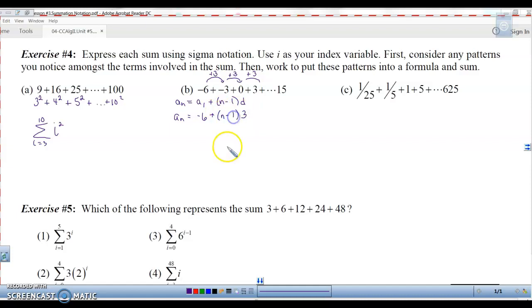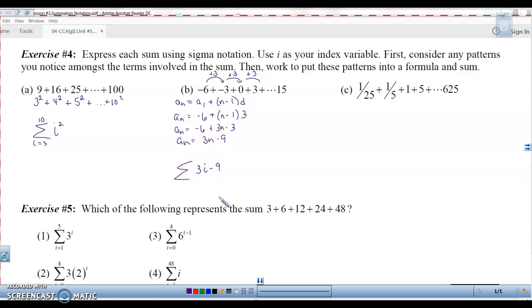Then this is going to be n minus 1, because whatever term this is, it adds 3 one time less than that. So in general, when I solve this, A of n equals -6 plus 3n minus 3. When I combine this, it gives me 3n minus 9. That is my formula for my sequence. Now, if I want to sum those, here's my summation. That's going to be my formula.